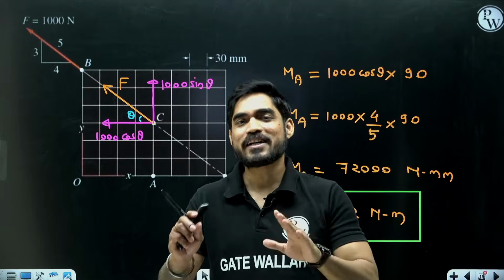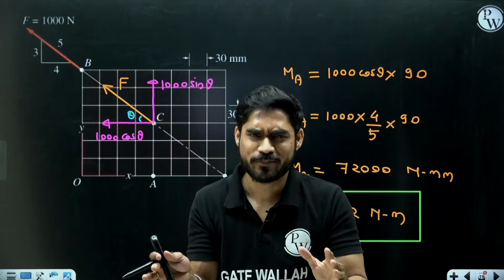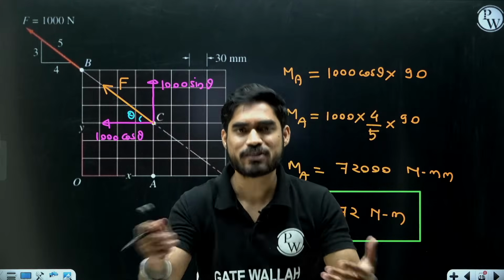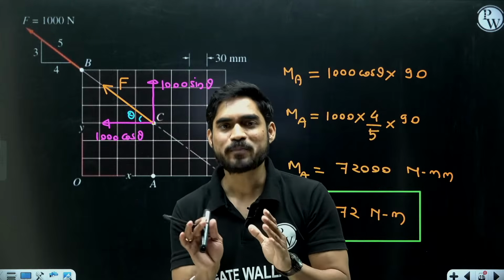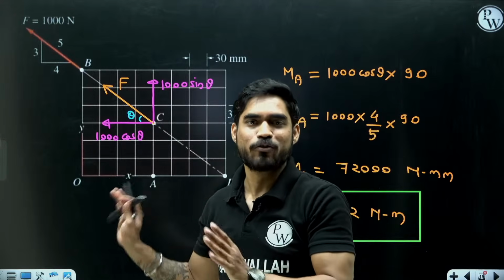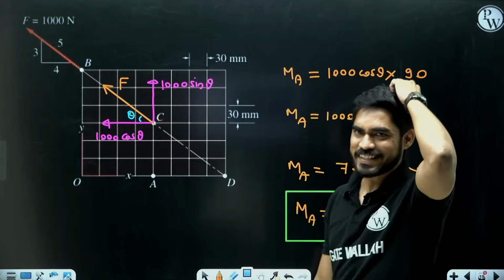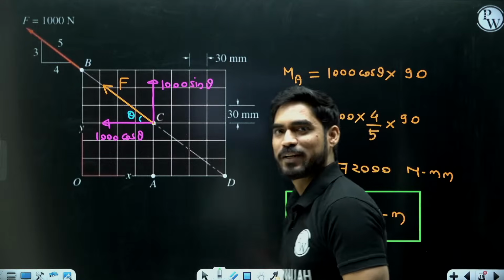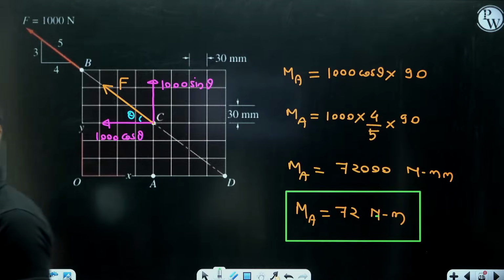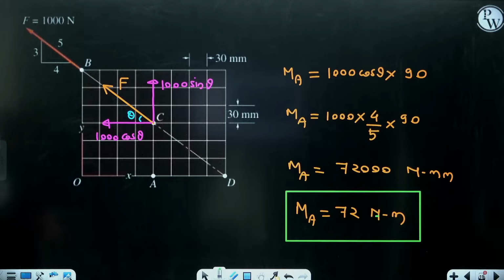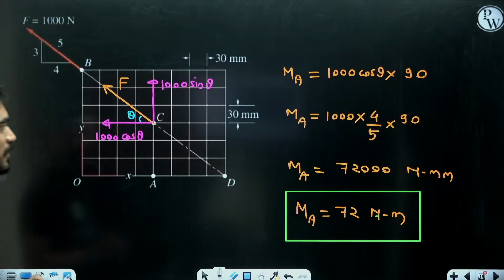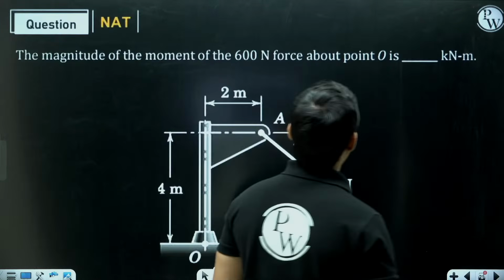So I hope that you understood something new here. Even if you have studied principle of transmissibility as well as Varignon's theorem, I hope that this is something new for you. Yes? Chalo. So we can use principle of transmissibility in order to reduce our calculation. Okay. Chalo. So let's move on to the next question.